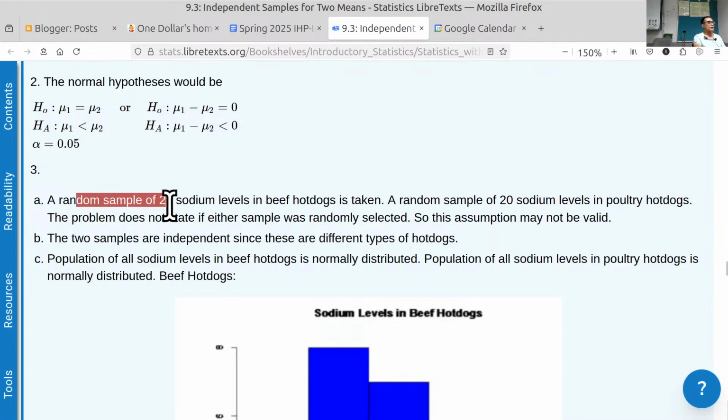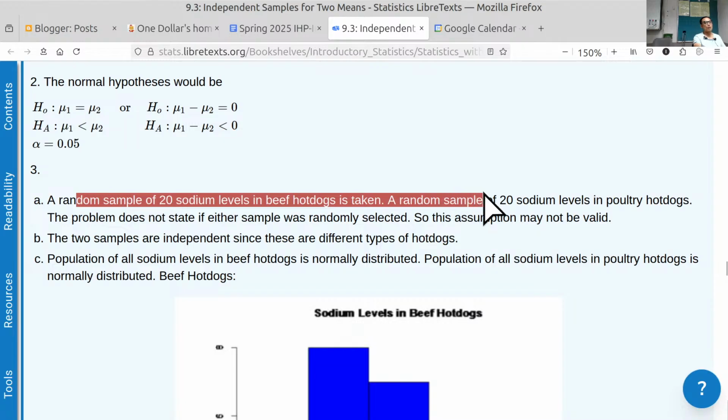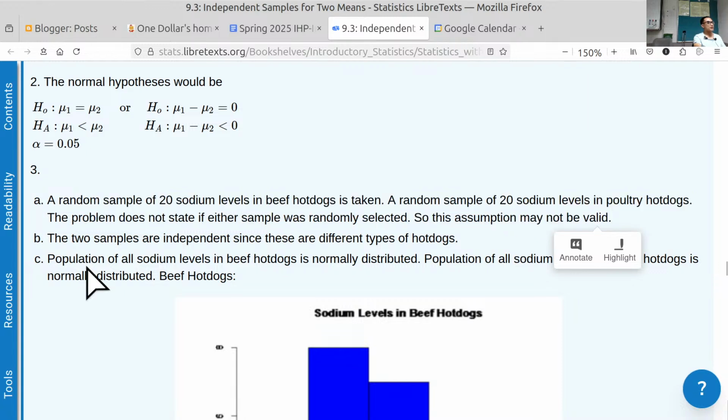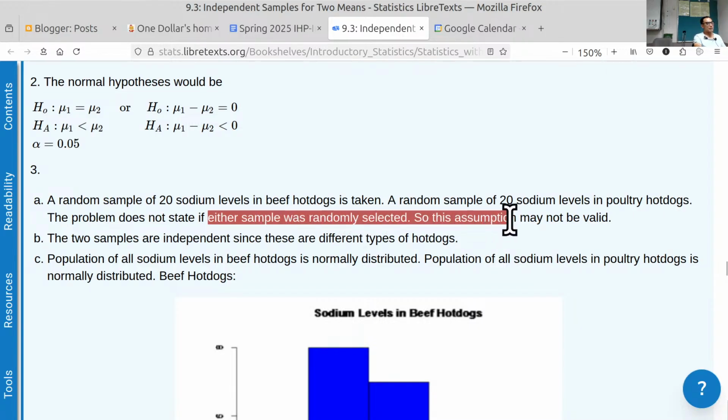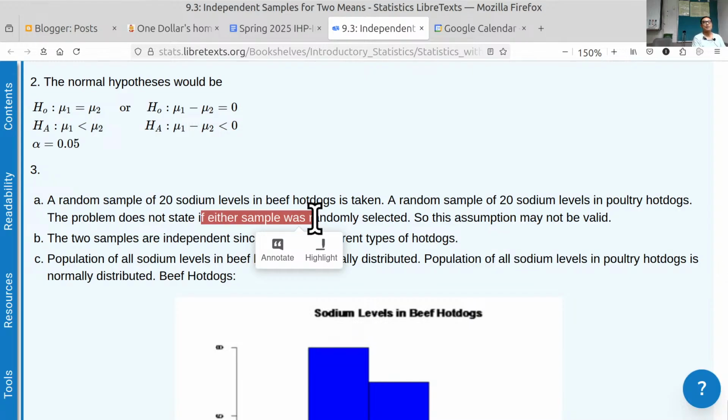A random sample of 20 sodium levels in beef hot dogs is taken. A random sample of 20 sodium levels in poultry hot dogs was taken, but the problem did not state if the samples were randomly selected. So this assumption may not be valid. Maybe the beef hot dogs were selected from Pennsylvania, or maybe the chicken hot dogs were selected from Ohio. So it's not randomly selected.